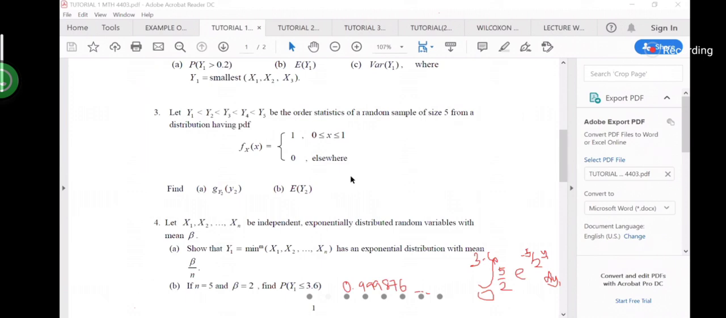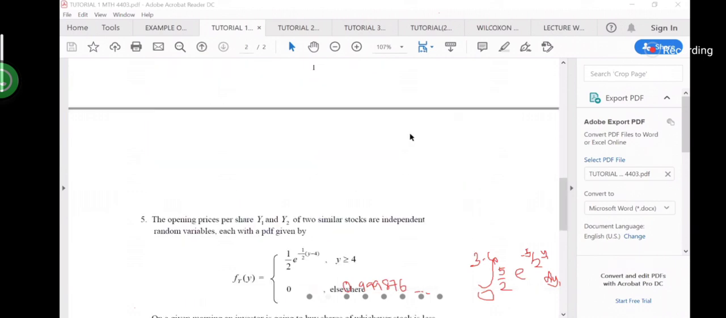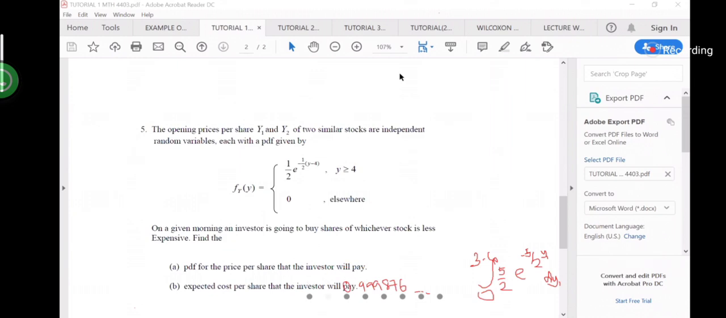Next, we move on to number 5. Okay. The opening price per share Y1, Y2 of two similar stocks are independent random variables, each with PDF given by this. Okay. On a given morning, an investor is going to buy shares of whichever stock is less expensive. Yeah, because you only have two shares.